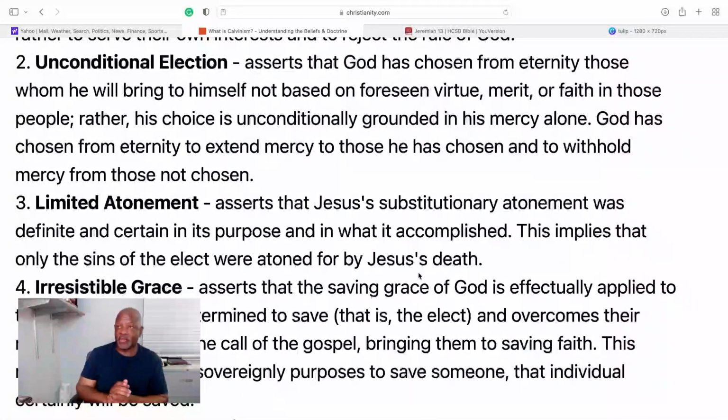Again, we're going to break this down further, though. In other words, what they're saying here is that God chooses those he wants to save. And then notice the term withhold mercy, meaning the rest he hasn't chosen. So God chooses some to be saved, and then it says the rest he chooses for hell. He chooses not to save them. Right? So this is God's choice.